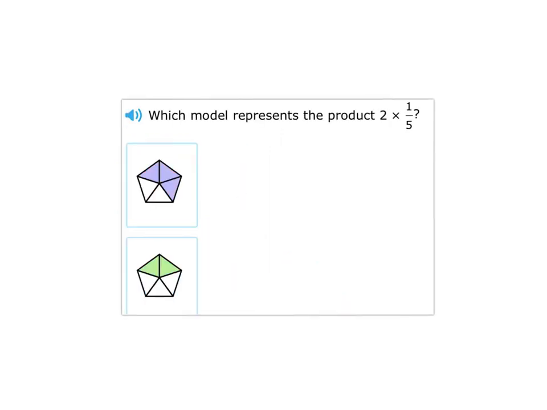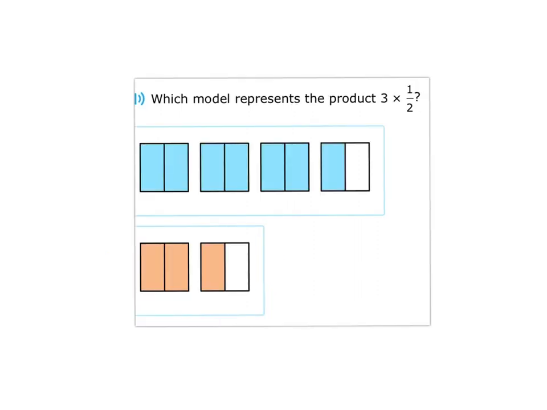And now we're looking at 2 1/5, or 2 times 1/5. So you can see they're both cut up into 5 pieces. 1, 2, 3, 4, 5. Which one has 1/5 down there twice? This one does. 1, 2. How about 1/2 3 times? Well, you can see all the pictures are cut in half, but which one has it 3 times? Here we go. 1, 2, 3.